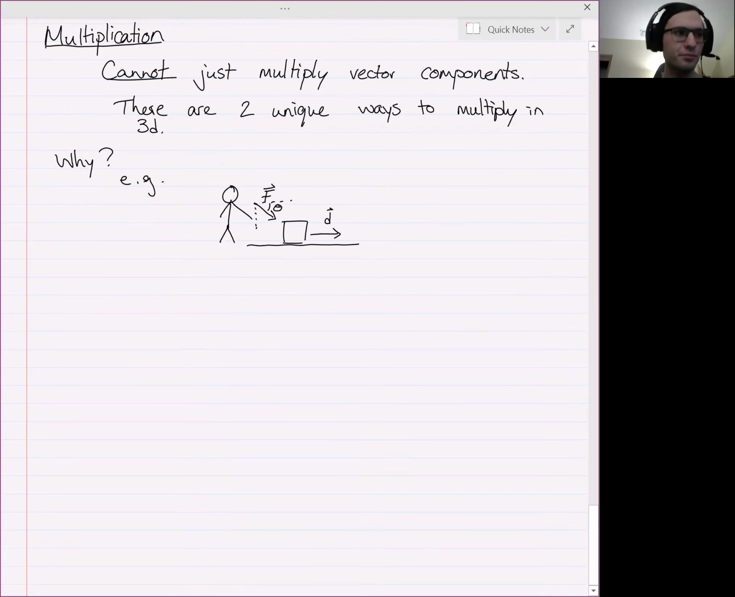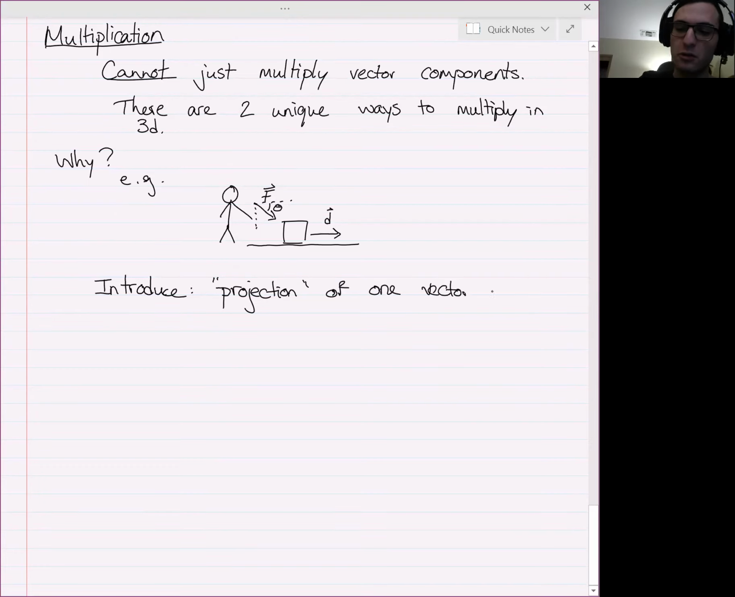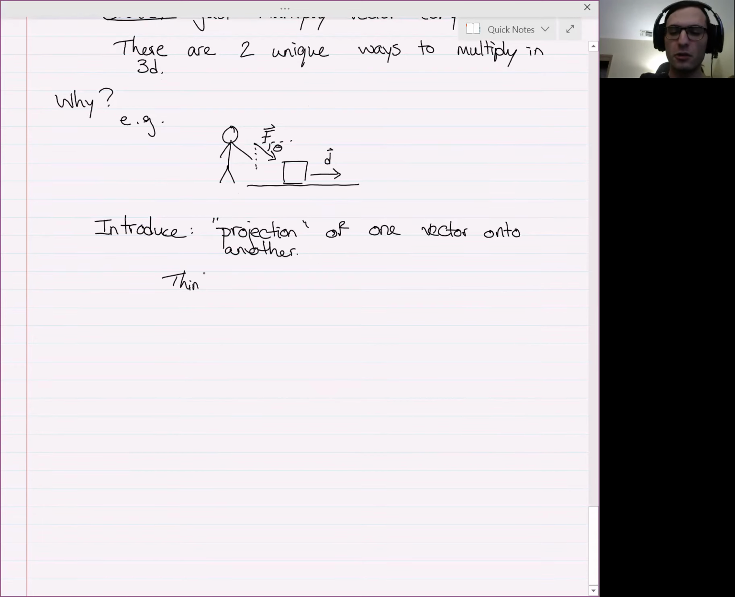So to capture this whole phenomenon of some of the force being wasted, i.e. the force not being applied in the direction of motion, I have to introduce another concept. So I'm going to introduce this concept of projection of one vector onto another. So the definition, what I'm talking about here, kind of is as it sounds. You can think about projection as the length of one vector casting a shadow onto the other vector.